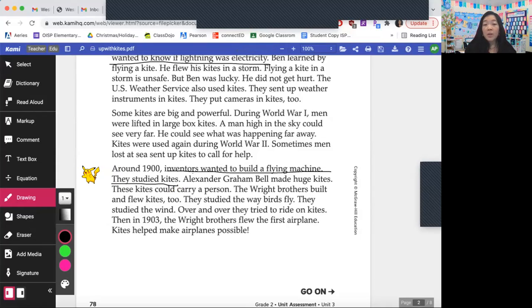The Wright brothers built and flew kites too. They studied the way birds fly. They studied the wind. Over and over, they tried to ride on kites. Then in 1903, the Wright brothers flew the first airplane.